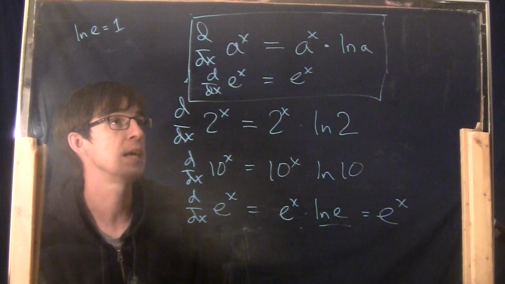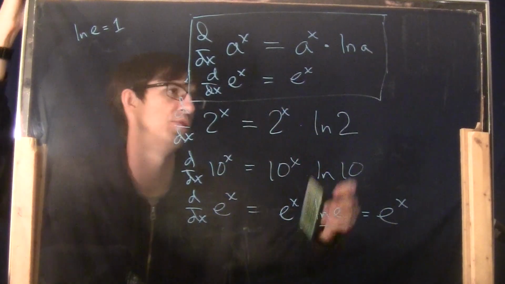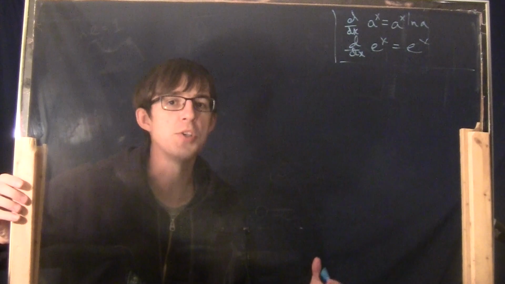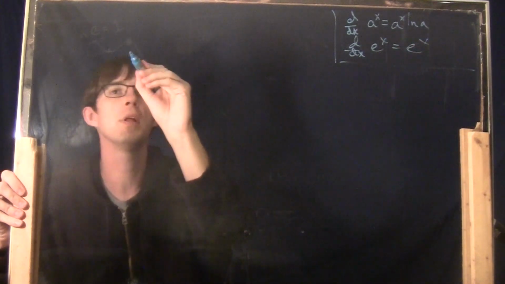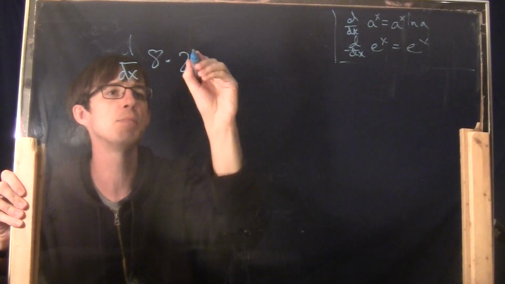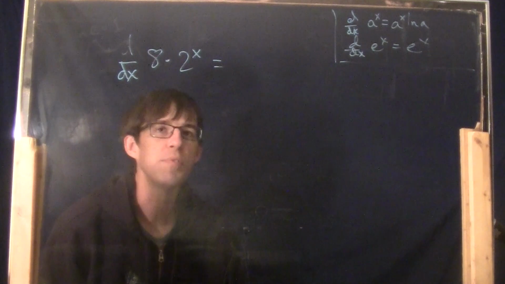Let's just try a few examples of derivatives of exponential functions that are not just so simple as just plugging into the formula. All right, I want to do some that aren't just simply plugging into the formula. Here's a fairly easy one. What about the derivative of 8 times 2 to the x? All right? 8 times 2 to the x.